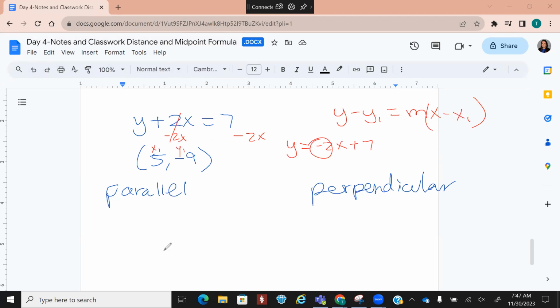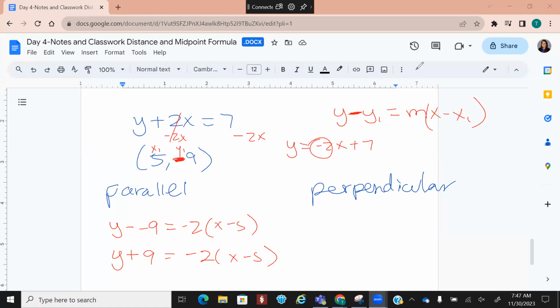Your slope is the number that is associated with x. Now we're going to write out our equation. y minus negative 9 equals negative 2 times x minus 5. Now, you see this negative, what do we do? Make it a positive. y plus 9 equals negative 2 times x minus 5. Boom.